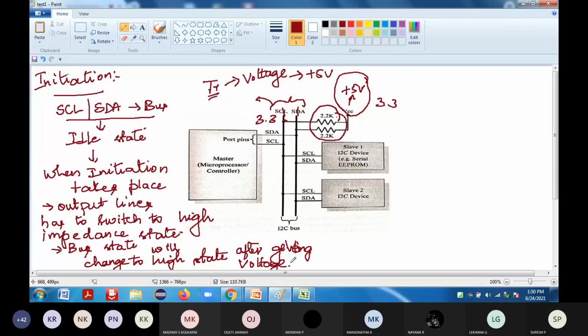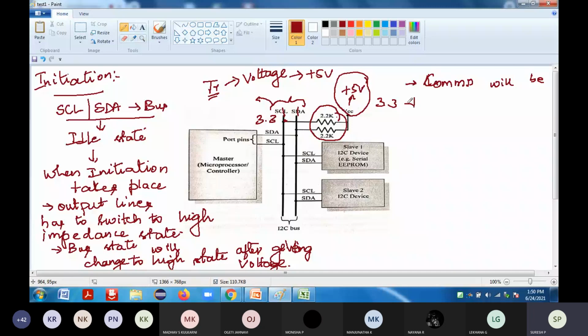Whenever you want to make communication, either from the master to the slave or from the slave to the master, if you want to communicate with any one of them, first you should have the address line, right? The communication will be done with respect to the address.